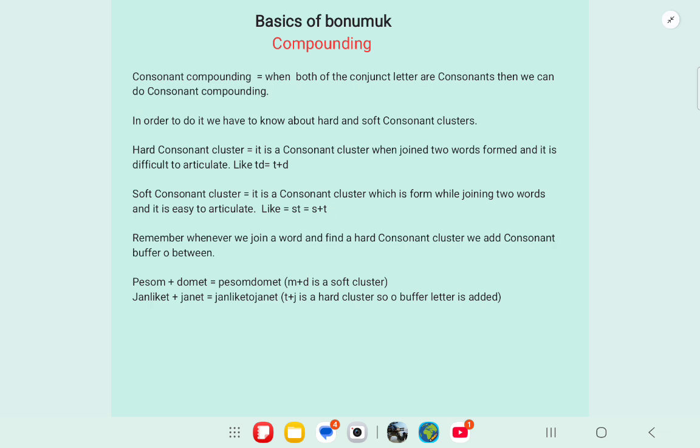And remember, when we get a hard consonant cluster, when joining two words, we add a buffer, like in the example, pesom plus domet. So it becomes pesom domet. Because M plus D is a soft consonant cluster, we do not need buffer here. But Janliket plus Janet it becomes Janliketo Janet, because T plus J is difficult to pronounce, so we add the buffer letter O between them.